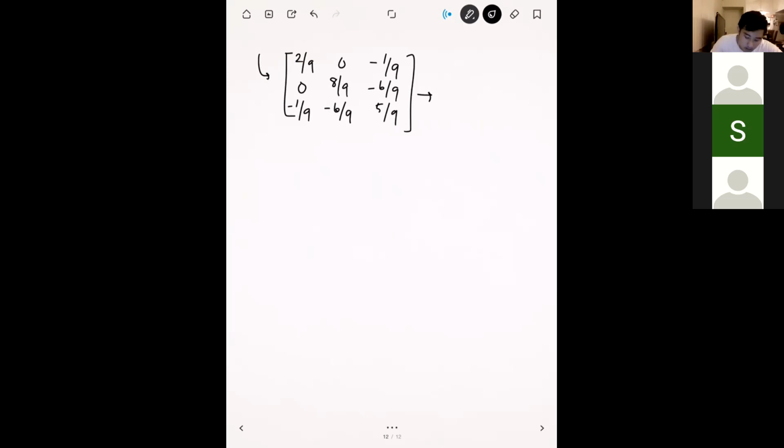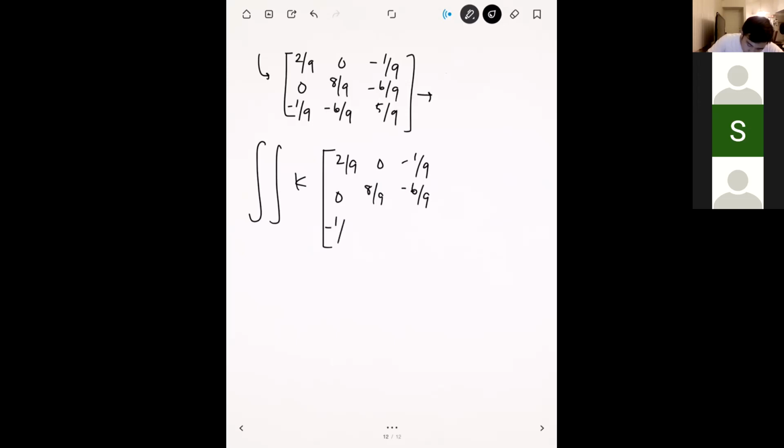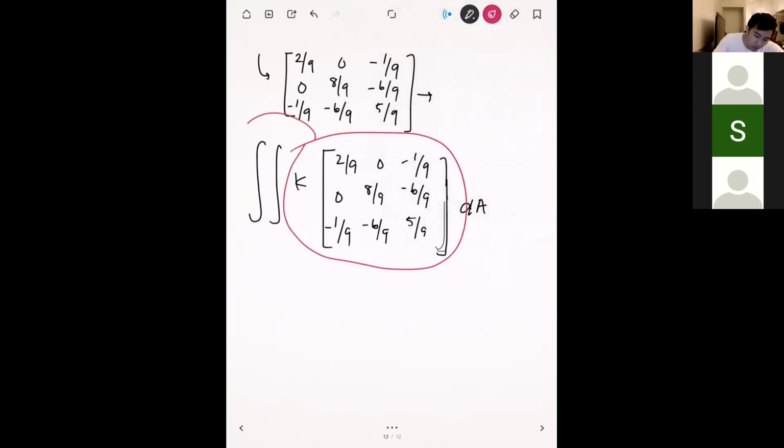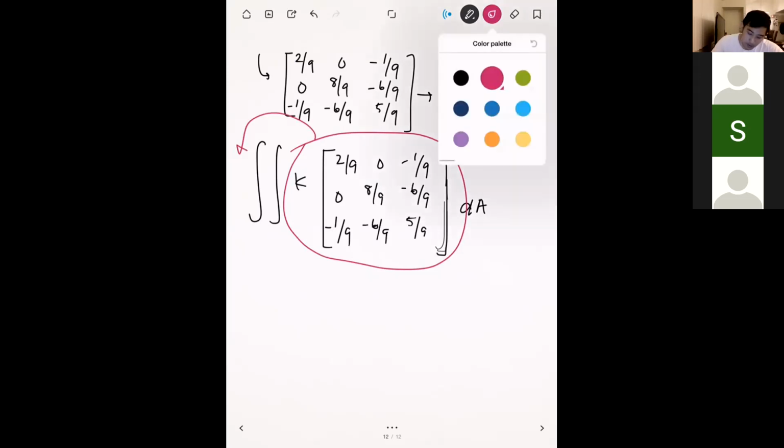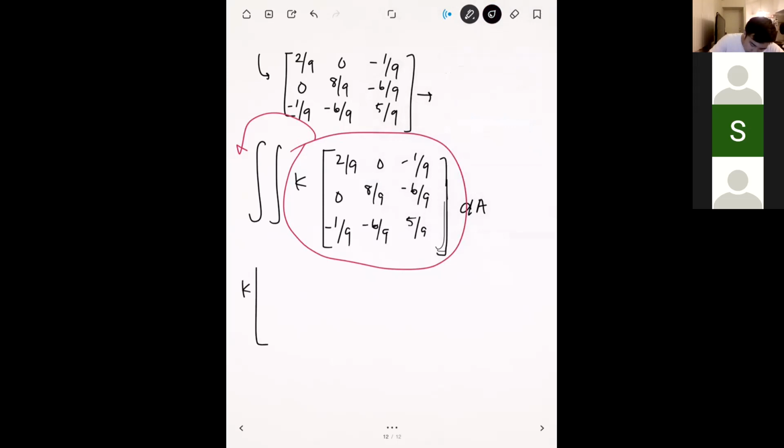But remember, we're not done yet, because our expression for the element stiffness matrix was this. We had the double integral of k times this matrix, multiplied by dA. Since both of these are constants, with no function of x or y here, we can pull them out of the integral. And so what we get is k times our matrix.